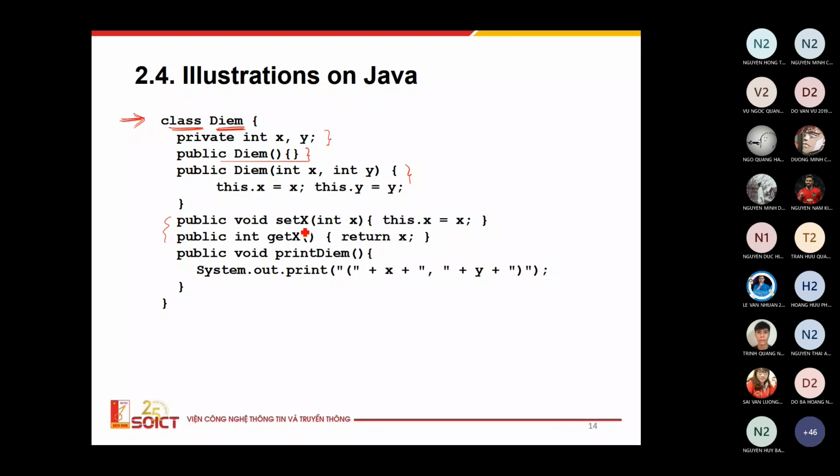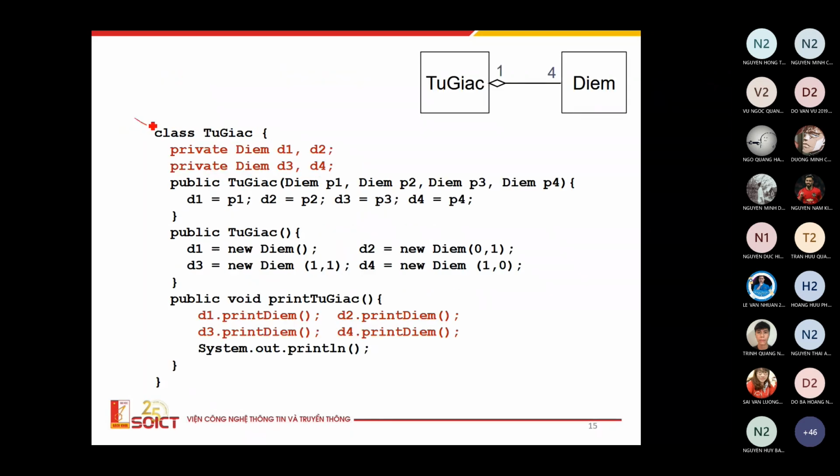Here you have two methods, a get and set method, and another method that prints out the information about this point. So you will print out the coordinates of this point. And here, in the class of the rectangle, you will use the aggregation.